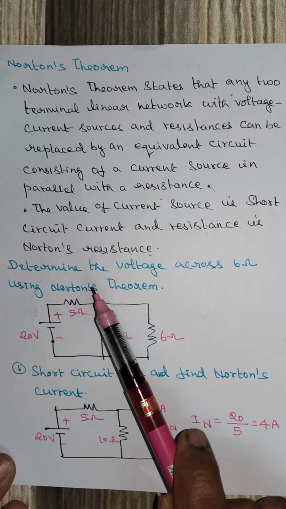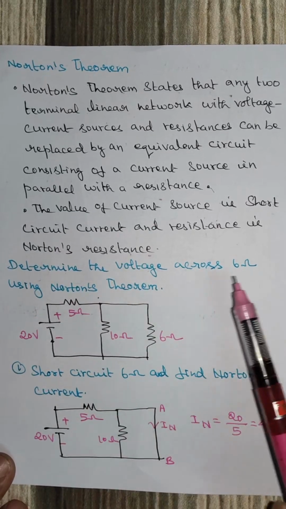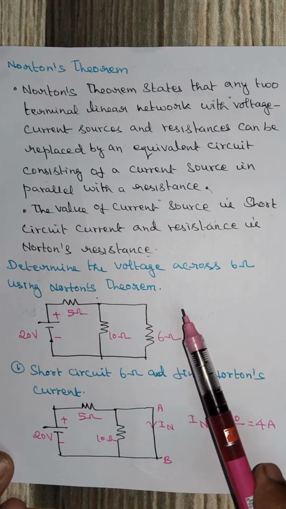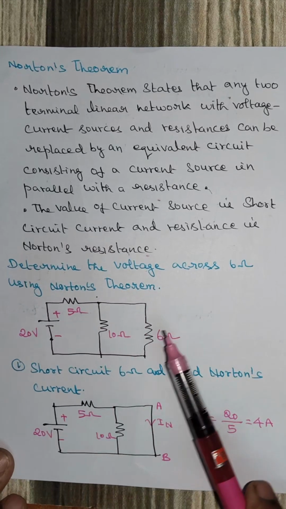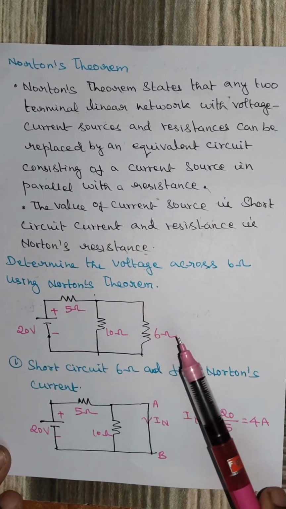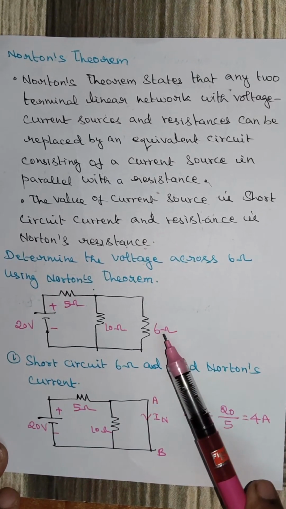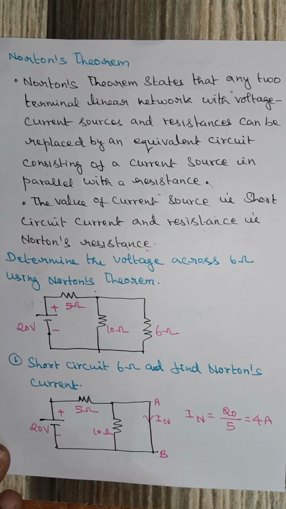So now we are going to solve a problem on Norton's theorem. Determine the voltage across the 6 ohm resistor using Norton's theorem. So this is the circuit given to you. Here one voltage source is there, which is 20 volt. Now we are going to find the voltage across the 6 ohm resistance using Norton's theorem.